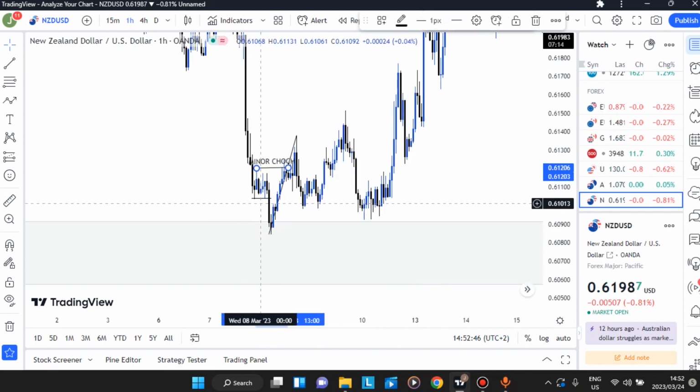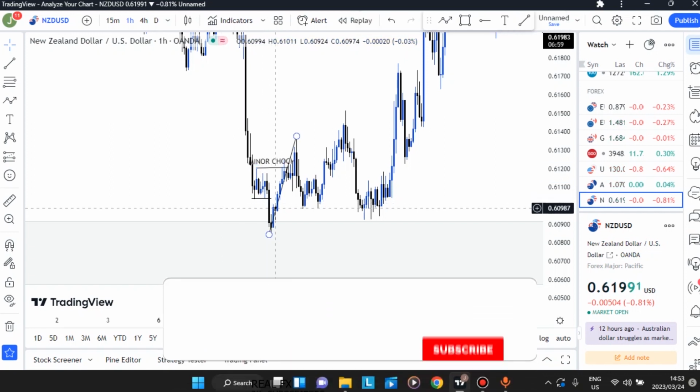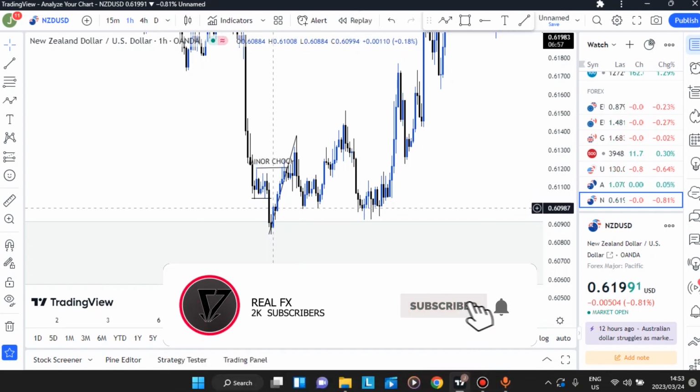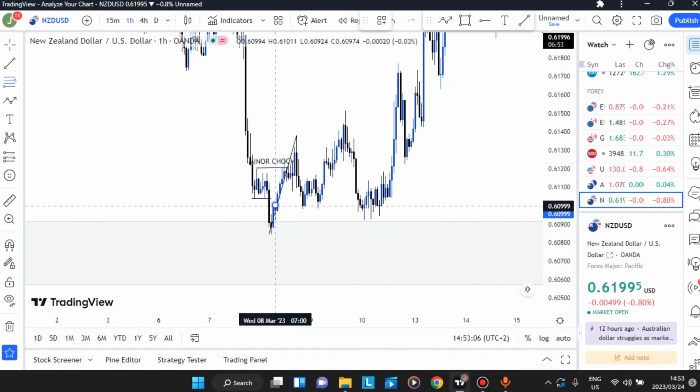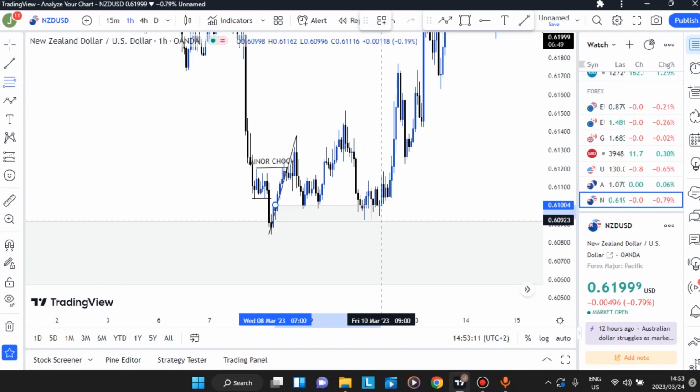And where is our QML? Since we had a minor change of character, this now becomes our QML. So we are looking for an order block that is associated with this QML. And where is that order block? Here is that order block. As you can see, we have that order block.